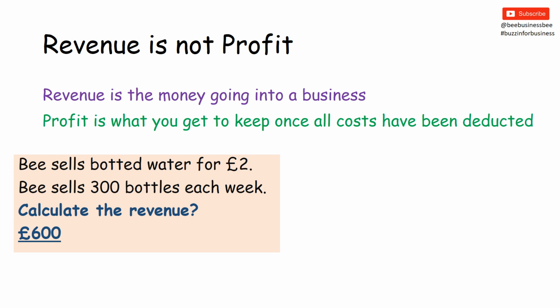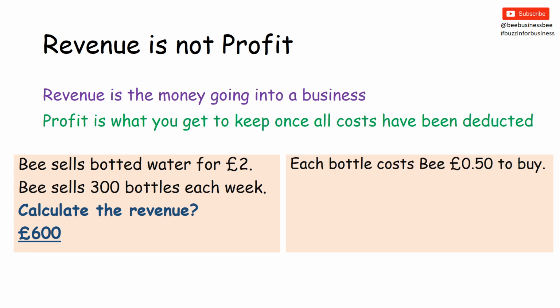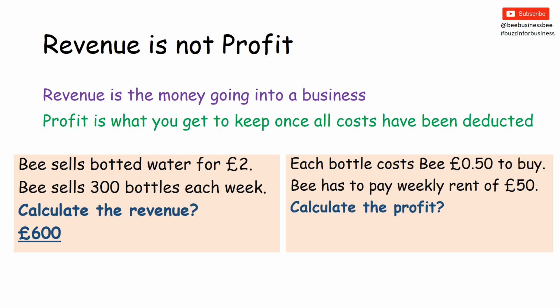Hopefully you've calculated that as being £600. £2 times by 300 is £600. That is revenue. Whereas each bottle cost B 50p to buy. B has to pay weekly rent of £50. So what is B's profit?